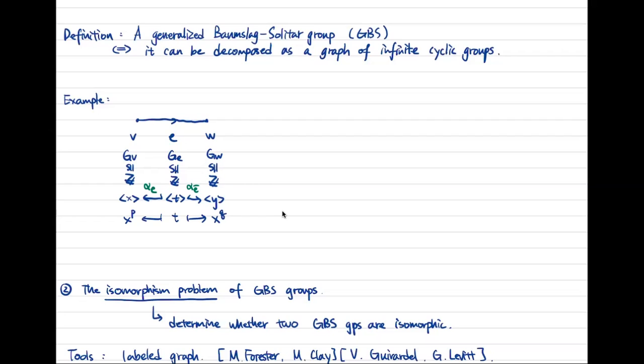The fundamental group of this graph of groups is just the torus knot group. It is generated by X and Y, and the relation is X to the P equals Y to the power Q. So this is the torus knot group, and it is another example of a generalized Baumslag-Solitar group.